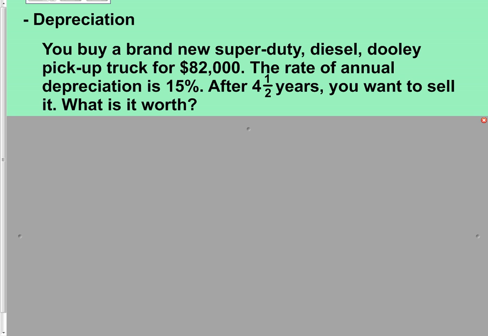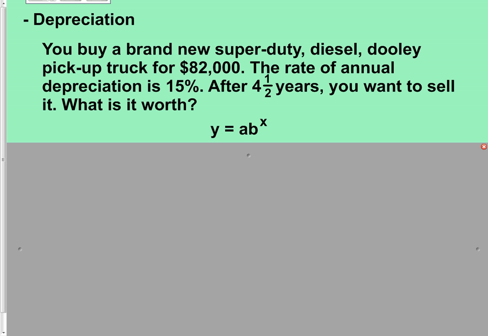Now we need to look and see what kind of formula we're going to use. Again, this is exponential growth and decay. So we are going to use our formula, okay, for this because as it says, it's an annual depreciation. Y equals A times B to the X. Okay. A is your initial amount. That's the $82,000 you dropped on the truck that you didn't need. Your base is your depreciation.